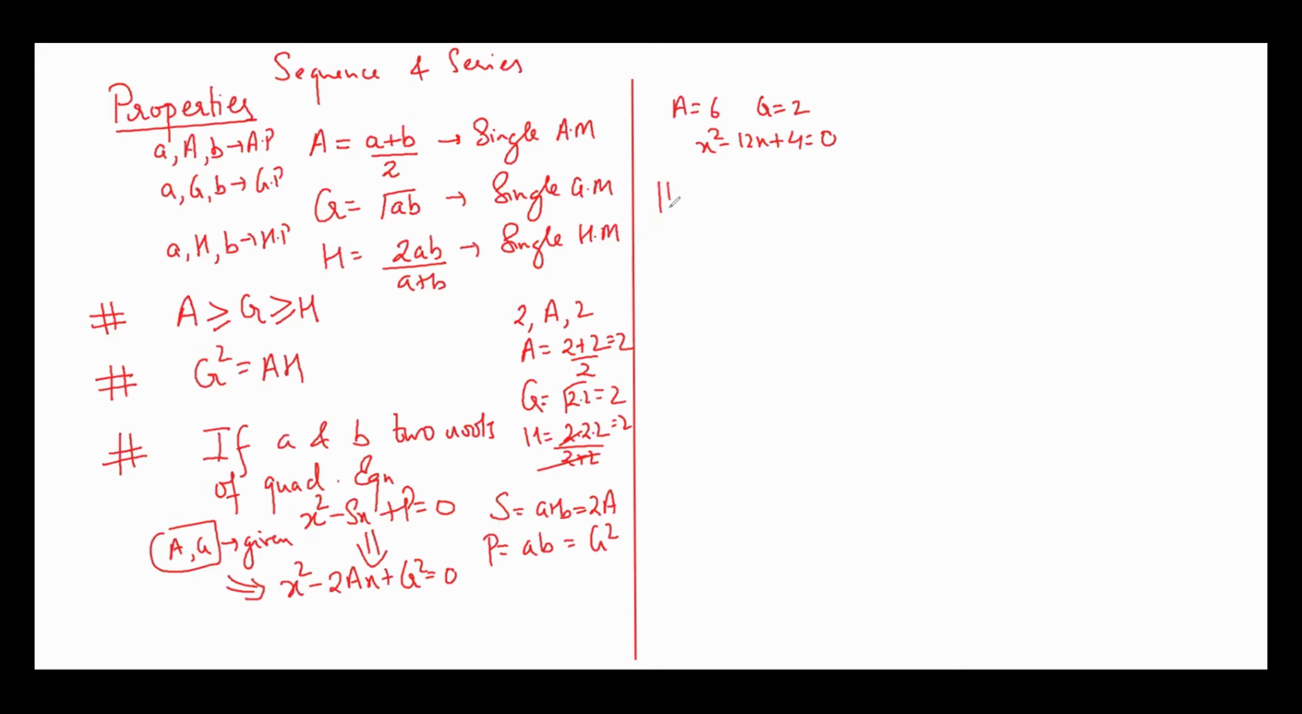Next type of question is they will give you A and H, and you have to make quadratic in terms of A and H. So that would be, just replace this G square by AH. So now my quadratic equation comes out to be, so this quadratic is in terms of A and H.